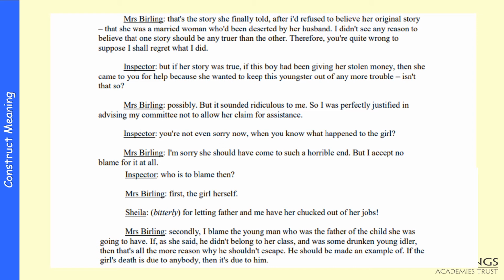First, the girl herself. For letting Father and me have her chucked out of her jobs. Secondly, I blame the young man who was the father of the child she was going to have. If, as she said, he didn't belong to her class and was some drunken young idler, then that's all the more reason why he shouldn't escape. He should be made an example of. If the girl's death is due to anybody, then it's due to him.